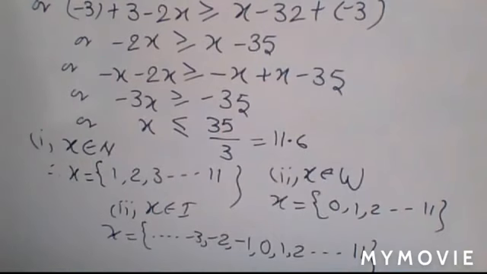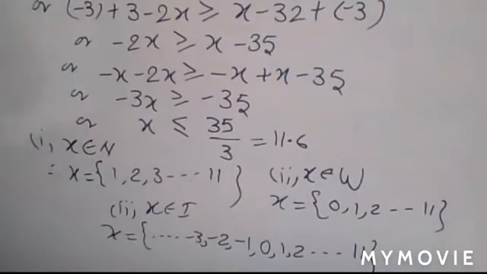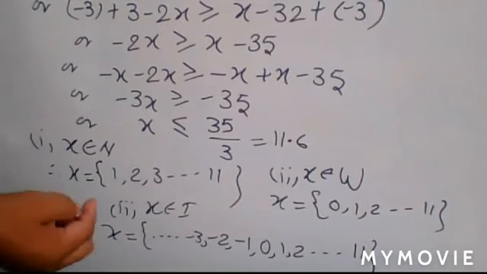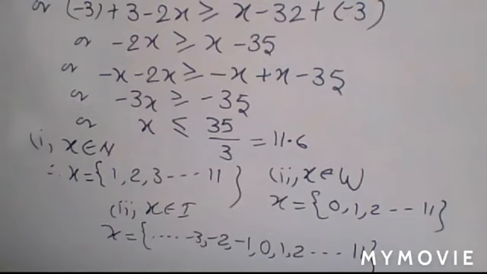I just discussed with you here: if you have x belongs to N, x belongs to W, and x belongs to integers, you have to express your answer in the form of a set like that. Noted? Have you all noted? Yes, sir. Okay, right. Next question.